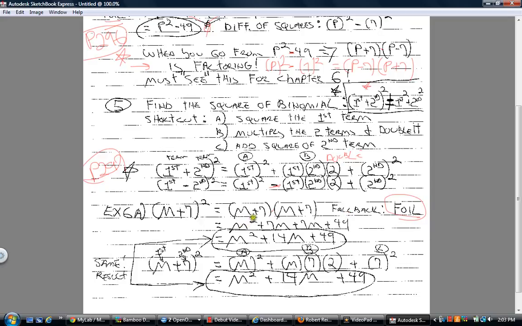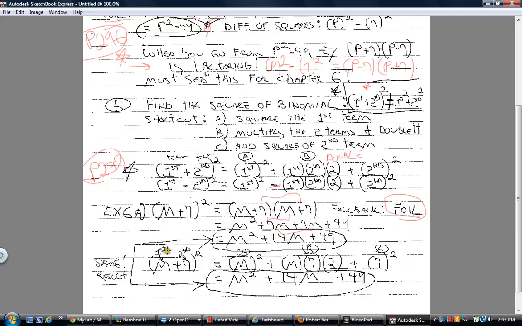You've seen this before. M times m is m squared. Outer term 7m. Look at the middle term, or excuse me, the inner term. Also 7m. The outer and the inner are exactly the same. Last term 7 times 7 is 49. What happens with 7m plus 7m? 14m. It's just as if you had taken the first term times the second term and doubled it. 7 times m is 7m times 2 is 14m.